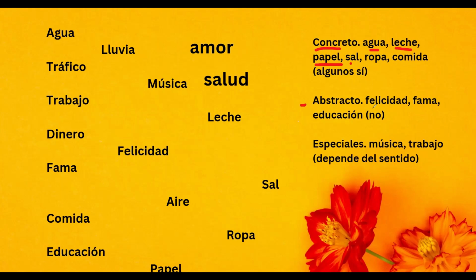But if it's abstract, for example, happiness or fame or education. Even if you can make different kinds of education or different kinds of happiness, you cannot make them plural. So you have to say la educación física, la educación emocional. So you need to say it uncountable or separated, but you cannot say las educaciones and the rest.